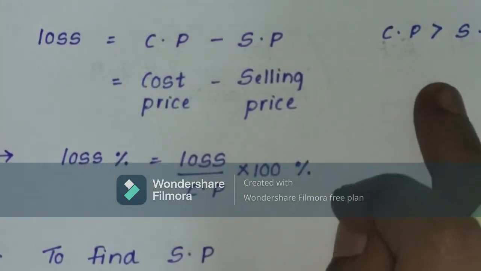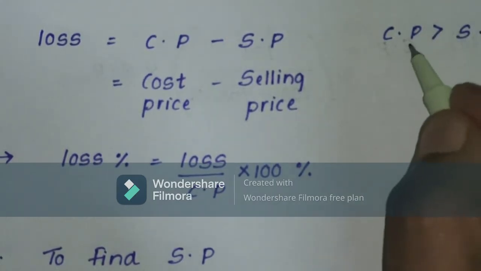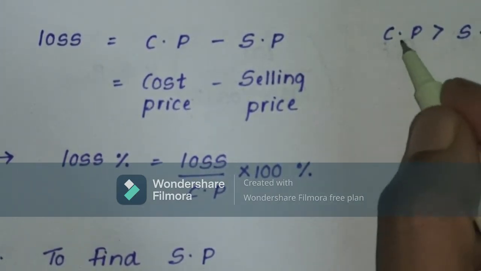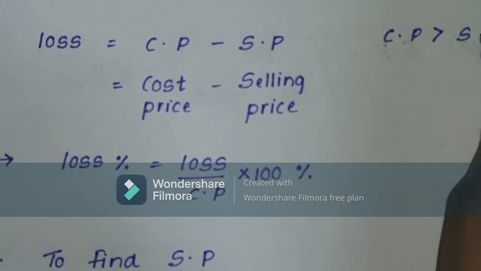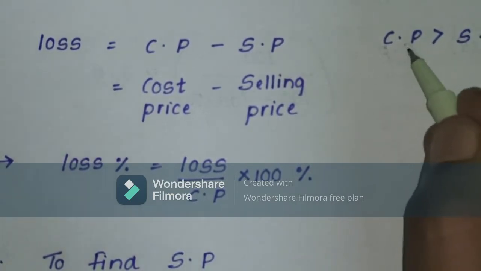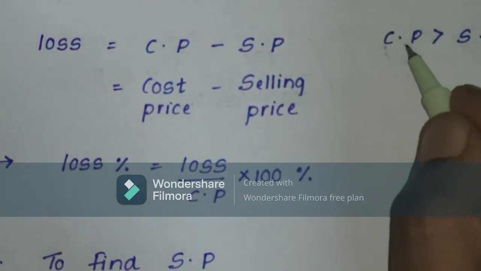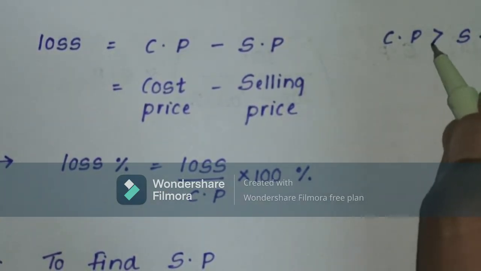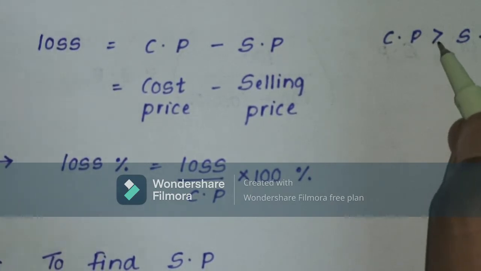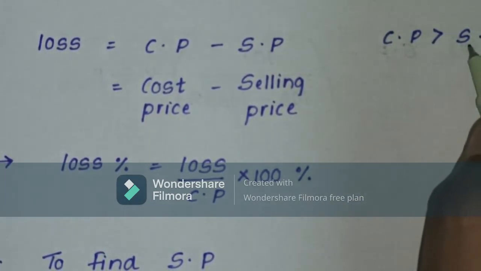So how will you come to know whether it's a gain or a loss? You have to compare cost price with selling price. If the cost price is greater than the selling price, we are going to have a loss. If the cost price is lesser than the selling price, that means the selling price is greater than the cost price, so we are going to have a gain. So this is how it works. You just need to compare the cost price with the selling price every time you go for the sums.